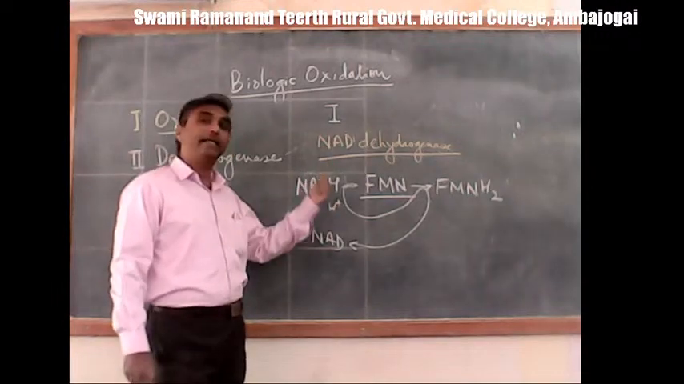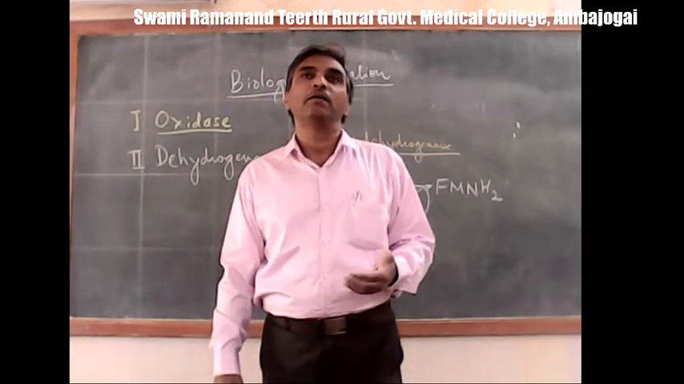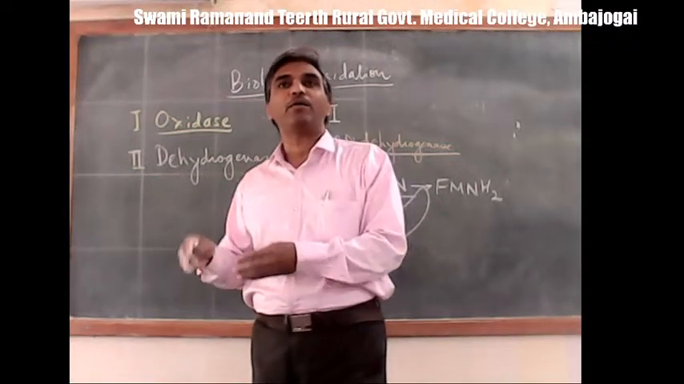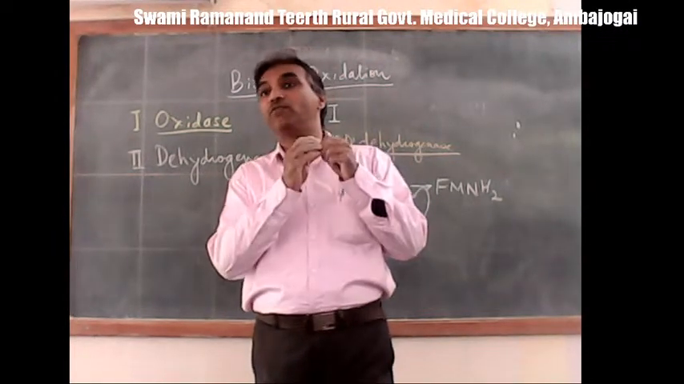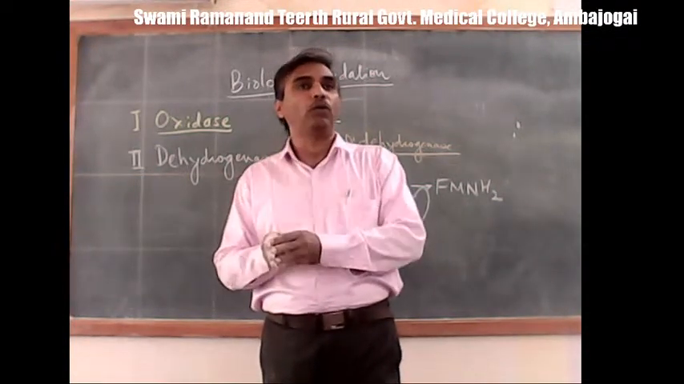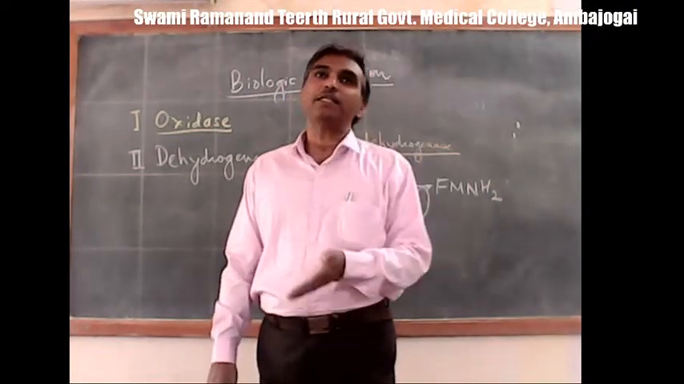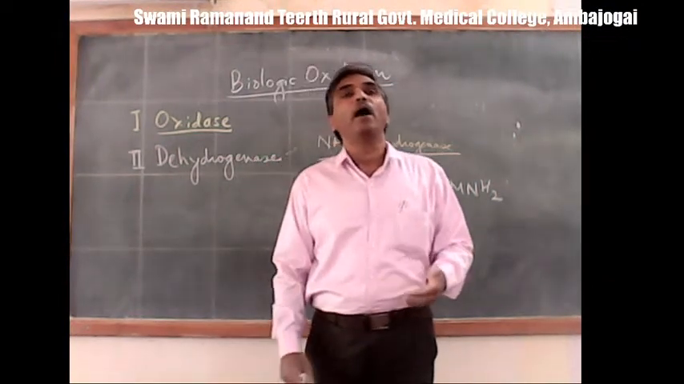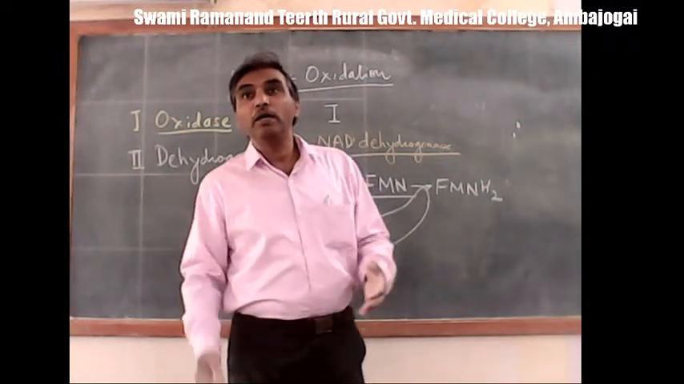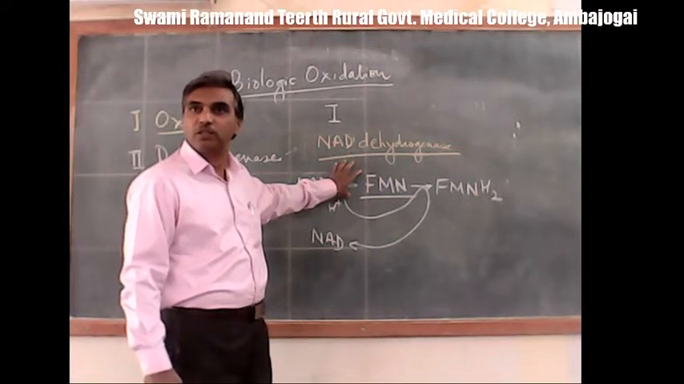So NAD dehydrogenase and FAD dehydrogenase play an important role in metabolism. Now metabolism is made up of two things: one is anabolism, another is catabolism. Anabolism is just synthesis of substrate, which requires energy, and catabolism is breakdown, which occurs in the process of oxidation. Whenever substrates are broken down, that is called catabolism, and both combined, anabolism and catabolism, are called metabolism.